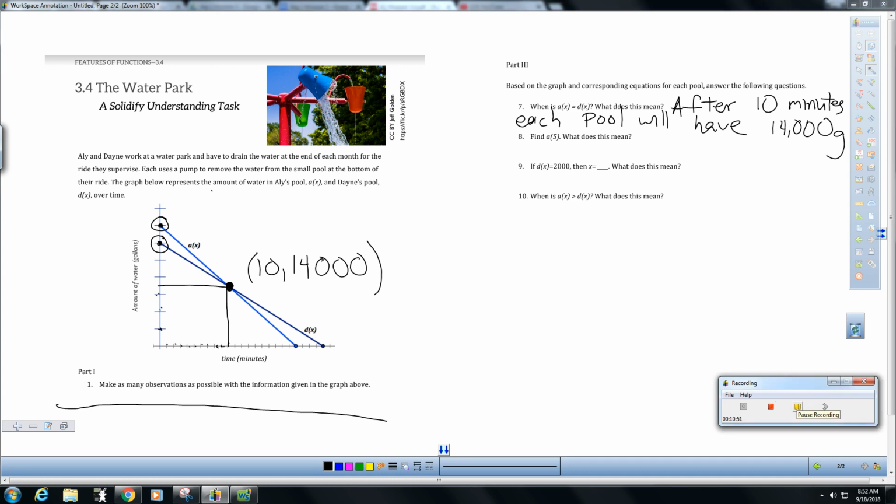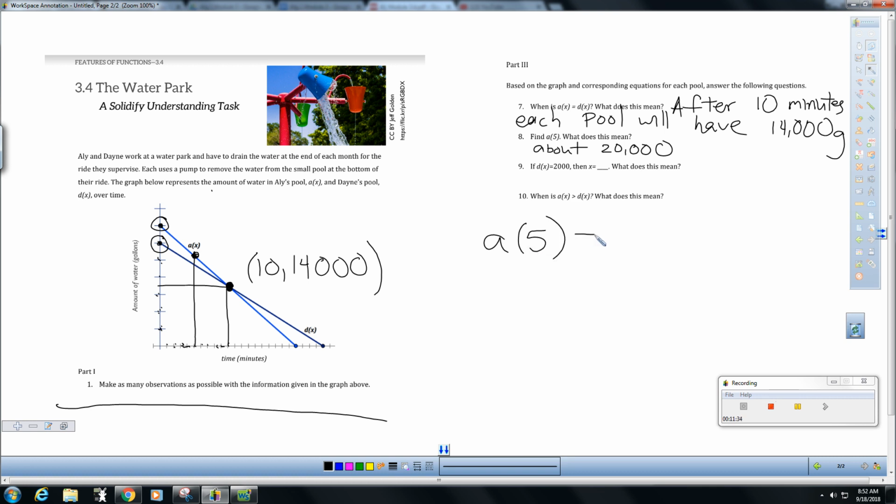Okay, what is A of 5? A of 5 is the value of the function A when x equals 5. So I have to find 5 minutes and see where A of 5 is. A of 5 would be 400, 800, 1200, 1600. About 20,000.